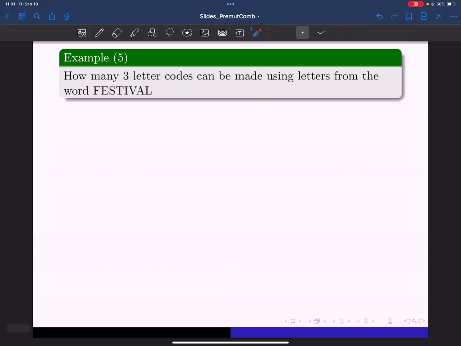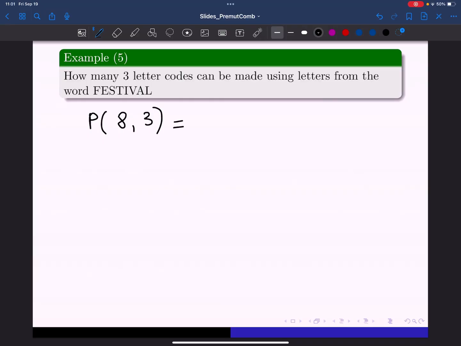Example 5. How many 3-letter codes can be made using letters from the word festival? For 3-letter codes, if you switch the order of the code, you have a different code. That's why order is important, and if order is important, we're using permutation. How many letters to choose from? 1, 2, 3, 4, 5, 6, 7, 8. So we have 8, and we have permutation of 3, 8 taken 3 at a time.